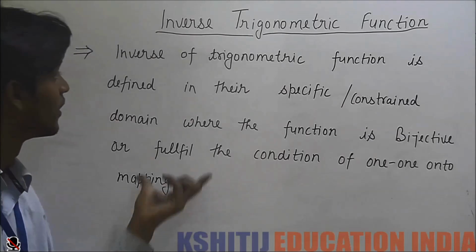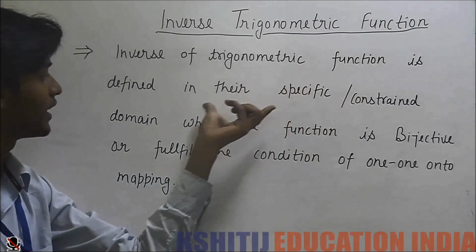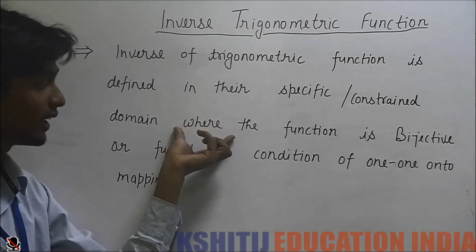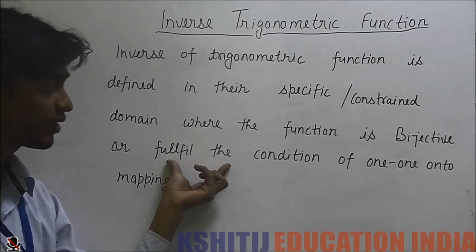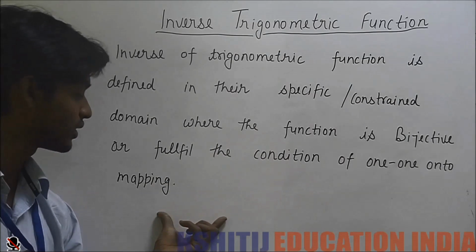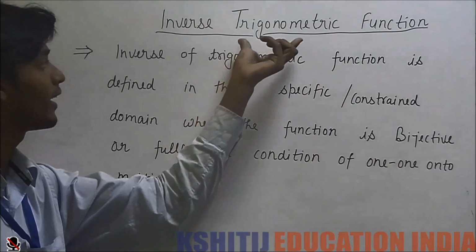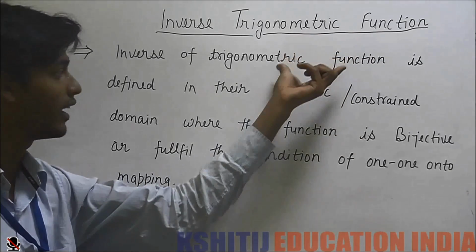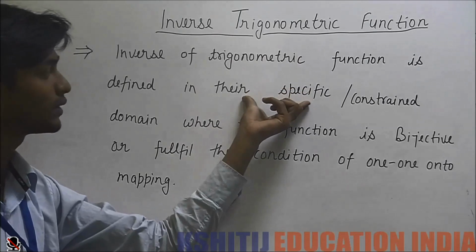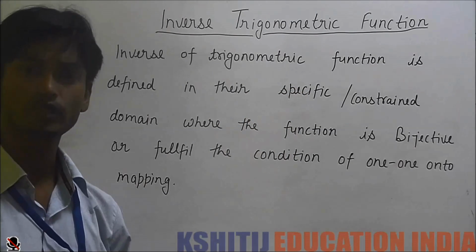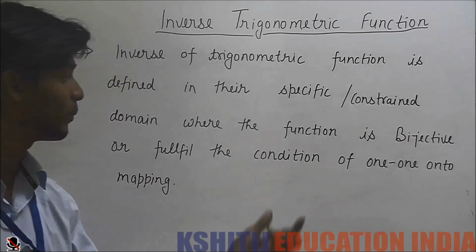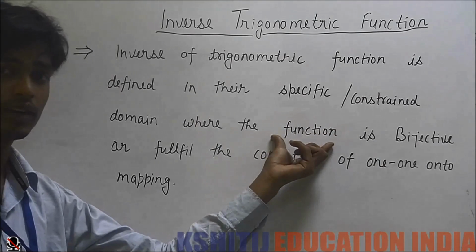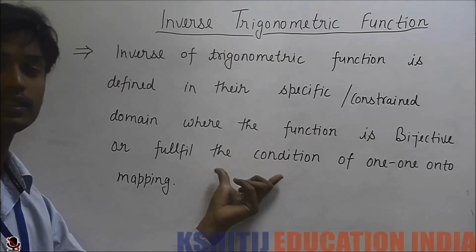Okay, is it clear? The inverse of a trigonometric function is defined in a specific or constrained domain where the function is bijective and fulfills the necessary condition of one-one onto functions. Is it clear? So in the inverse trigonometric functions, we can define the inverse of the trigonometric terms such as sine, cos, tan, cosec, sec, and cot, by simply specifying their domain and the codomain. Is it clear? Now move on to the first one, that is the sine inverse x.